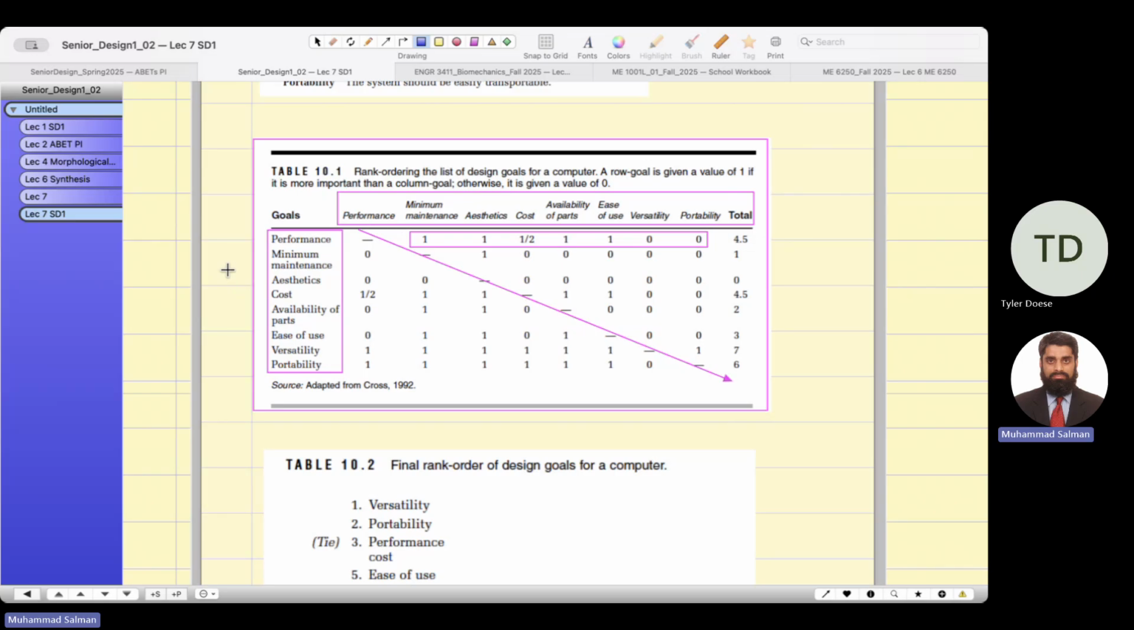Now the second thing is you will compare minimum maintenance versus all. Minimum maintenance cannot be compared with minimum maintenance. So you put dashes on the diagonal, because you cannot compare similar goals. And the other thing is, once you do this for performance, you don't have to change the decision. The decision will remain the same.